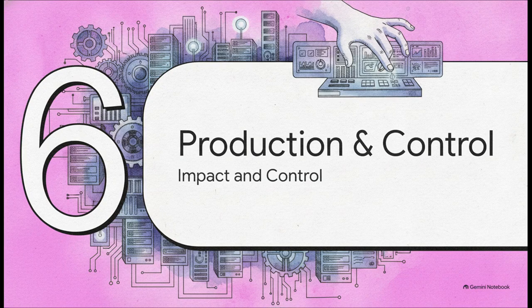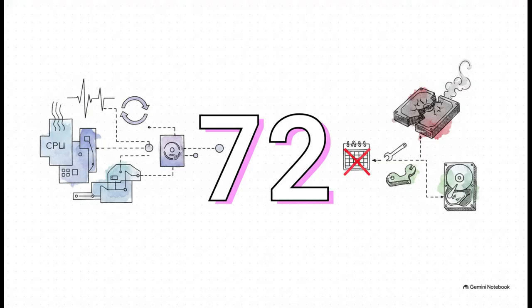Finally, Section 6, Production, Impact, and Control. Let's look at the massive operational impact of this entire pipeline once it's actually deployed. Check out this number: 72. That's the hours of lead time you can gain for predictive maintenance prior to a hardware failure. By training models on server telemetry, things like CPU spikes, disk I/O, thermal sensors, you shift from desperately reacting to a sudden outage to casually scheduling a drive replacement 3 days before it crashes. That is a real game changer.